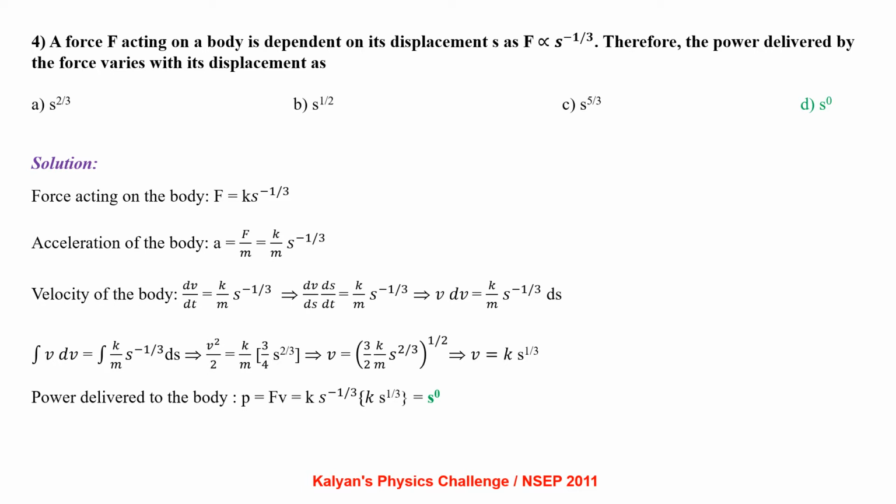Multiply and divide with ds, we obtain V dV equal to K by M S power minus 1 by 3 ds. Now integrating, we get the expression for velocity as V proportional to S power 1 by 3. So the power delivered P equal to force into velocity, that is K S power minus 1 by 3 into K S power plus 1 by 3. Ultimately it comes out to be S power 0.